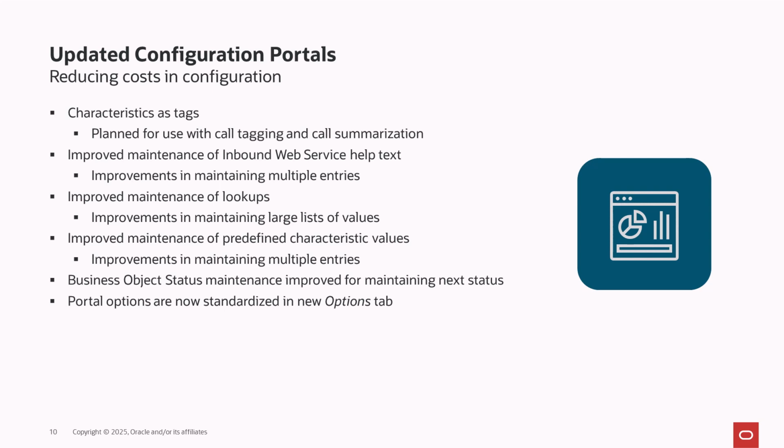We have improved the maintenance of lookups that have lots of ad hoc values. We have improved the maintenance of characteristics that have a large number of predefined values so that it's more efficient to maintain large numbers of values. We have also improved the definition of the next states for a business object state transition when maintaining a business object lifecycle. And finally, we have added a standard options tab to the portal maintenance to allow you to maintain options in a similar way to other objects.